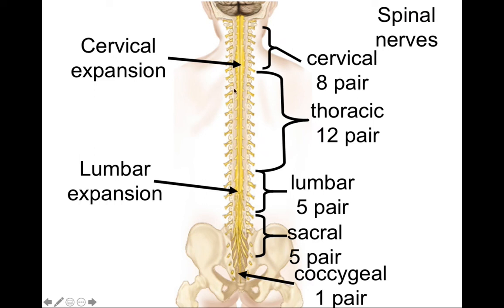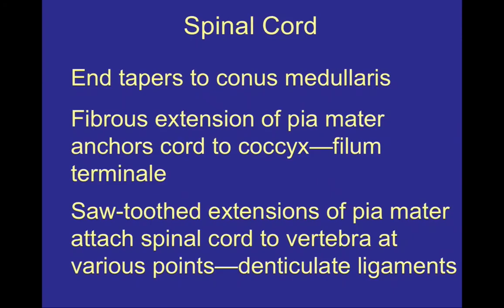We'll see another depiction of the expansions very, very shortly. But as we continue to go towards the bottom of the spinal cord, we must remember that the spinal cord will terminate at the level of L2. Now the spinal cord's going to come to a point, and we have a name for that point known as the conus medullaris.